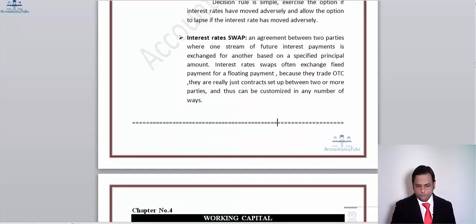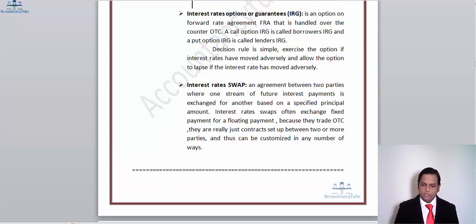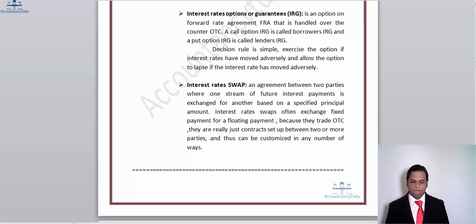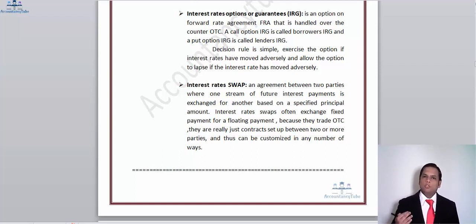Then we have got interest rates options or guarantees, which is an option on forward rate agreements, FRAs, that is handled over the counter, or OTC. A call option is called a borrower's IRG, and a put option is called a lender's IRG. Decision rule is simple: exercise the option if interest rates have moved adversely, and allow the option to lapse if the interest rate has moved favorably. Just like the future contract, these interest rate options also work.